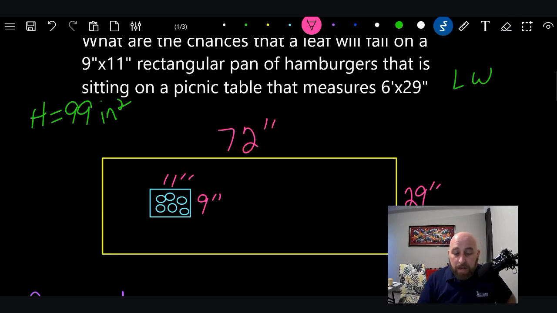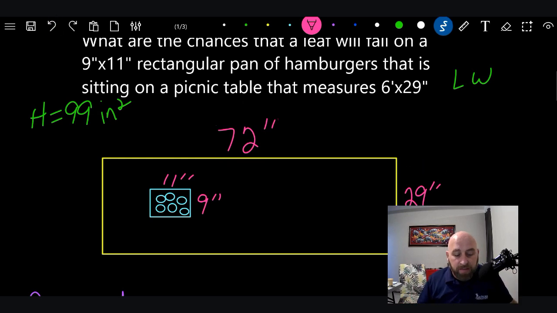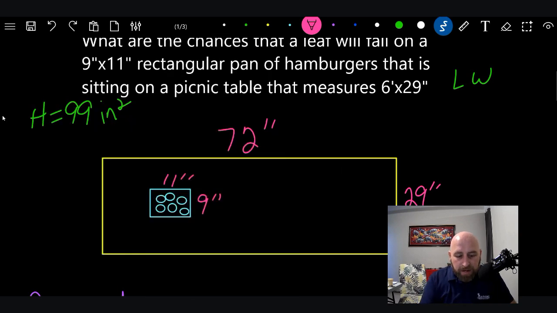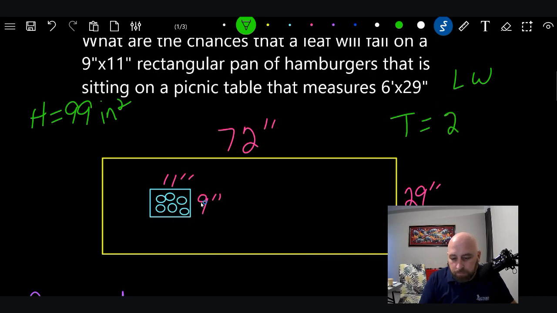Okay? And now we can calculate this in inches, so everything we're doing is in inches instead of having feet measurement in there. So again, length times width. You're probably going to need your calculator for this one. I know I sure do. 72 times 29 equals 2,088. So the area of the table equals 2,088, and that is inches squared because we converted it to inches.